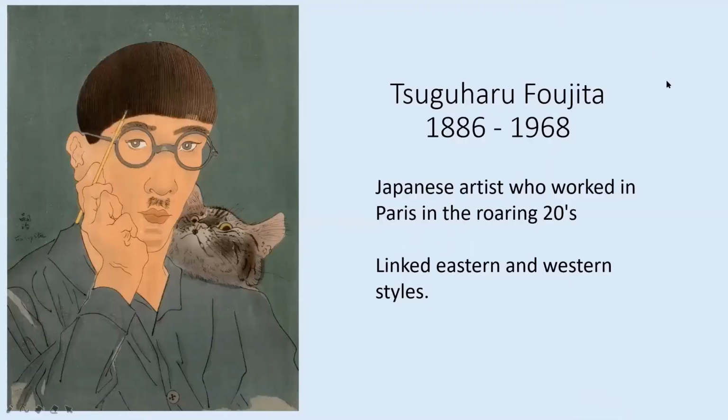So now we're moving forward a bit in time, and we're going to look at Sugiharu Fujita, who is a Japanese artist who works in Paris in the Roaring Twenties, and he's one of these emblems of people that links the Eastern and Western style and combined them really successfully. So he was born in 1886 and he lived until 1968.